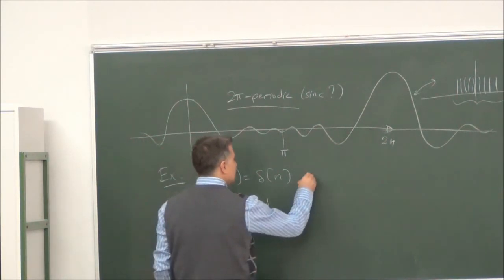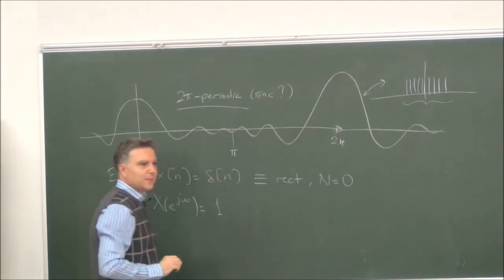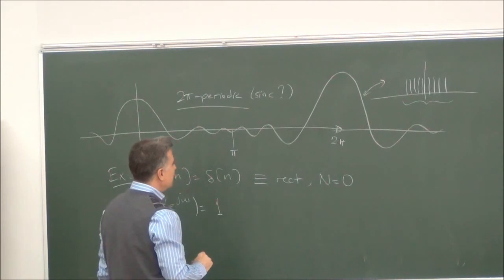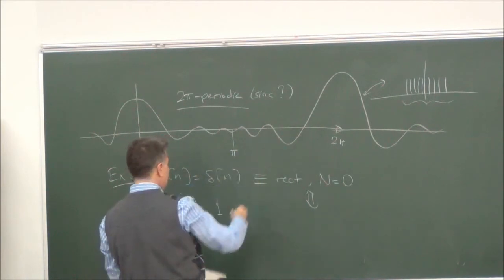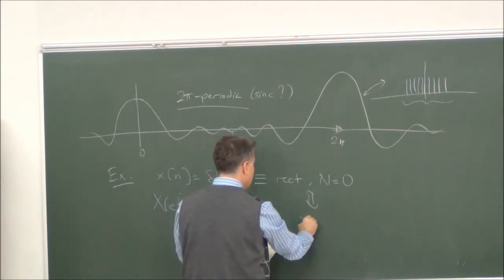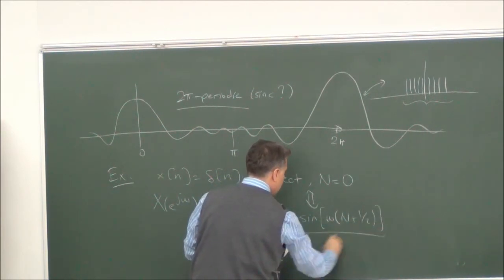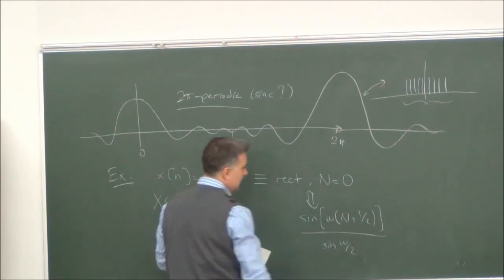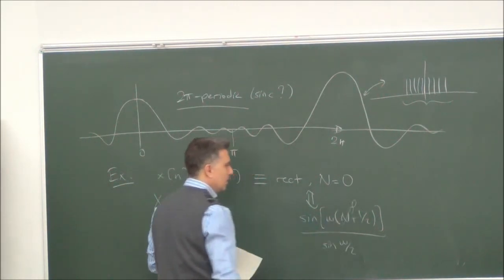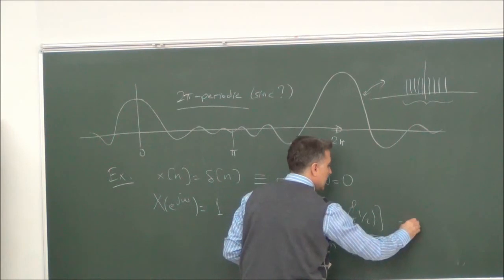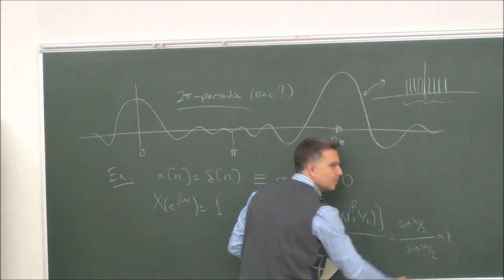And this really corresponds to the rectangle when capital N is equal to 0. And when capital N is equal to 0, what was the Fourier transform shape that I was drawing here? What was the expression? It was sine omega (N plus 1 over 2) over sine omega over 2, wasn't it? That was the expression. Now make N 0, so it becomes sine omega over 2 divided by sine omega over 2, and that is 1.